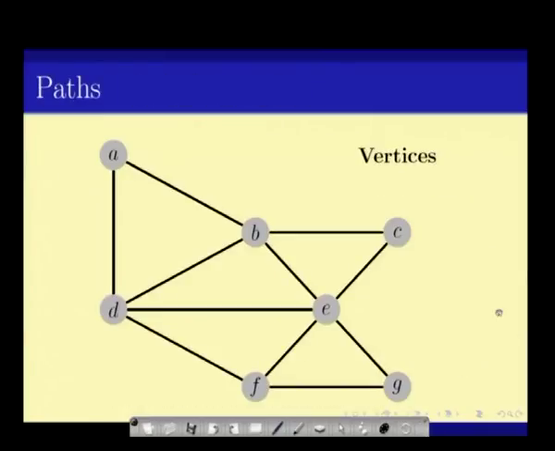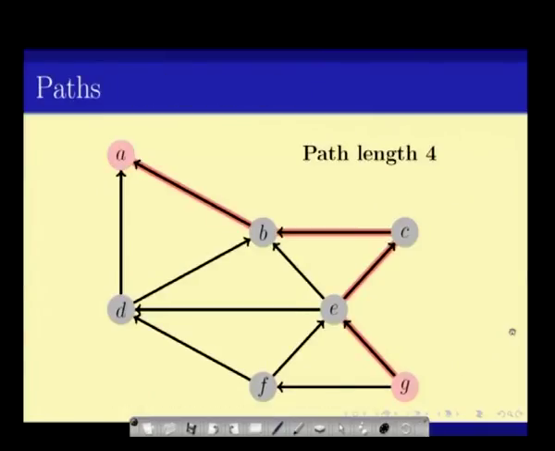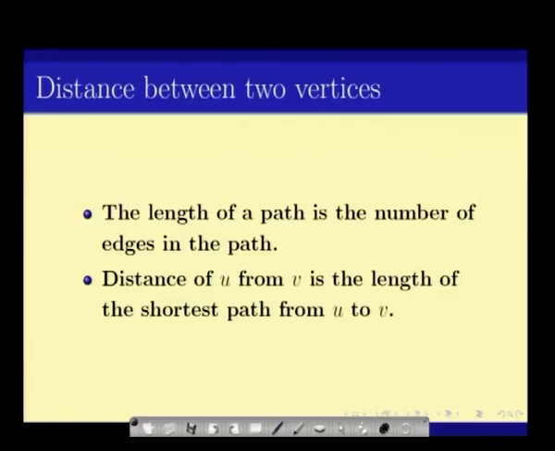Now, what do I mean by path? So, here is a graph, and this is a path of length 4 and a directed path. So, length is the total number of edges that occur in this path. We can also have a smaller path like this of length 3. The length of a path is the number of edges that occur in a path, and the distance between any two vertices is the length of the shortest path between these two vertices.